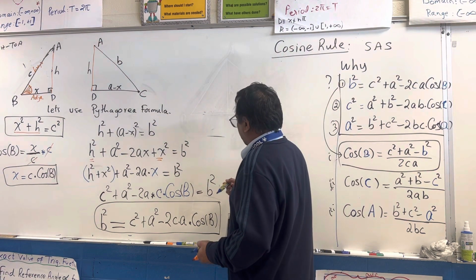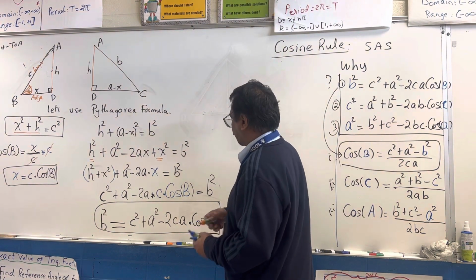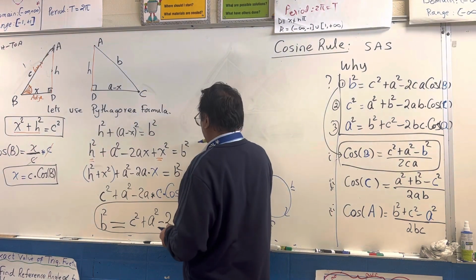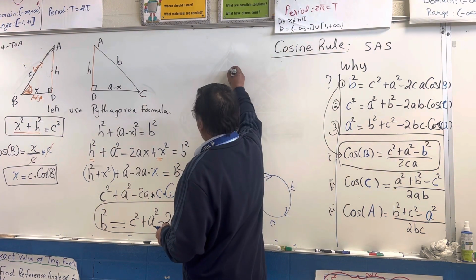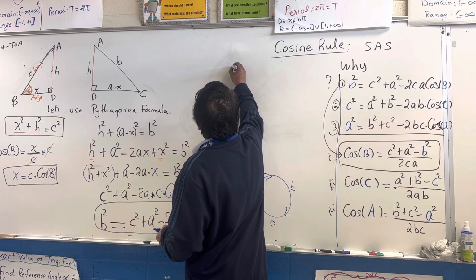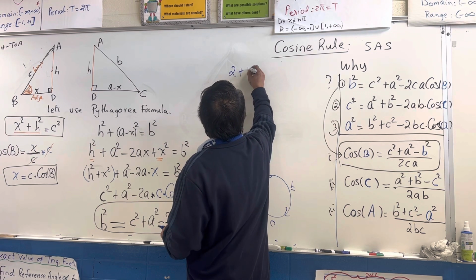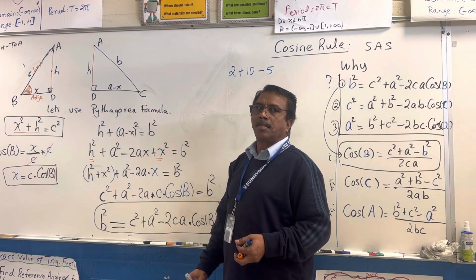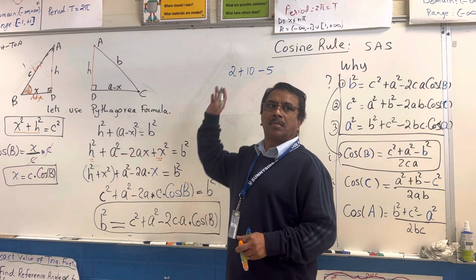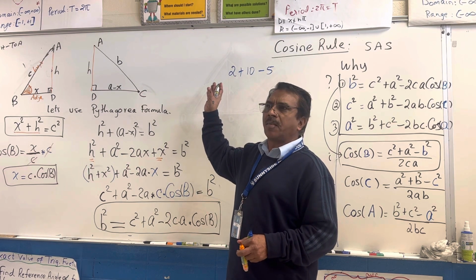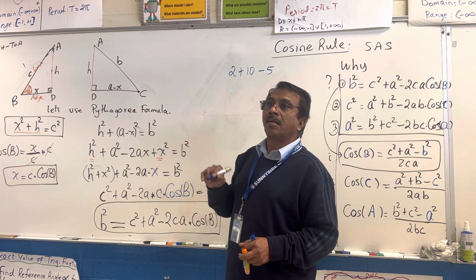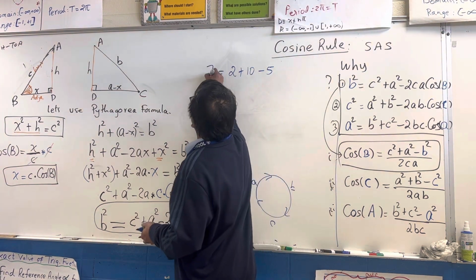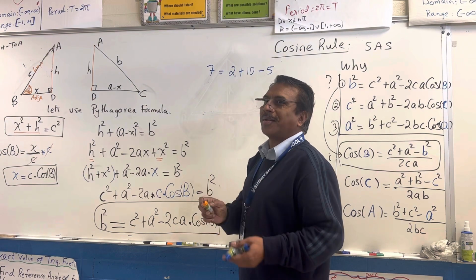And the trick is like this. Can you tell me, Messiah, what is 2 plus 10 minus 5? Two plus 10 minus 5, how much? 7? 7, right? Agree? Now watch this.